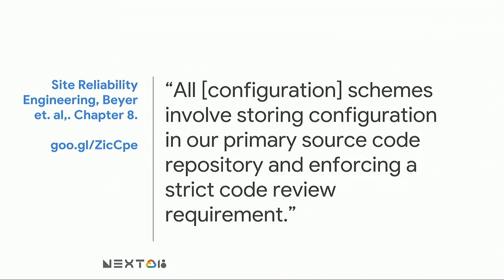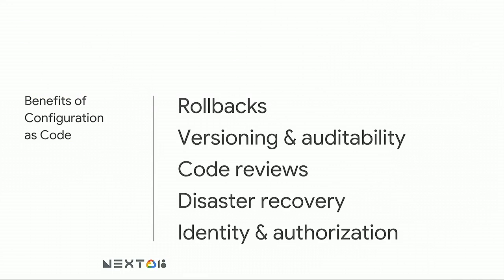This is a quote from the Google SRE, the Site Reliability Engineering book, which you can read online for free. And it says that at Google, all configuration schemes that we use for storing this config involve storing that configuration in our primary source code repository and enforcing a strict code review requirement. That is the same code review requirement for configuration as for code. The benefits of this model, if you're storing configuration in Git along with the code or in a separate Git repo, is you get all the benefits that you get with storing code in version control. You get rollbacks. So if you rolled out the wrong release, you can just roll back the configuration and that will effectively roll back that release.